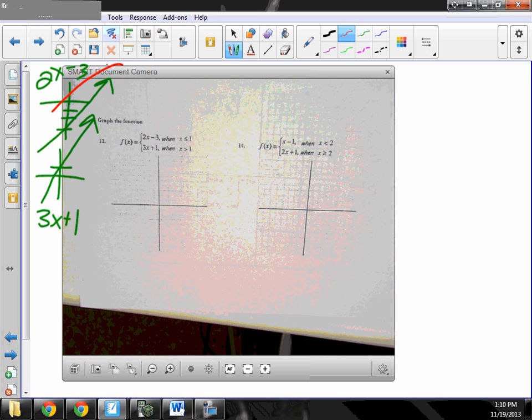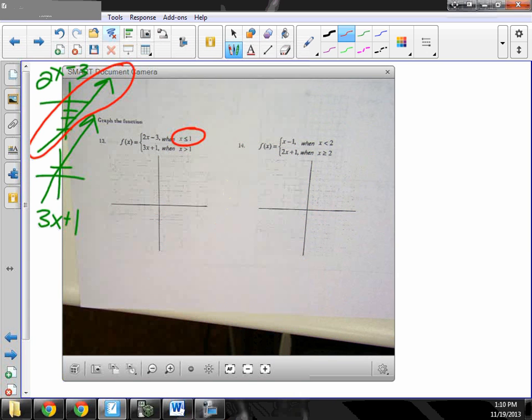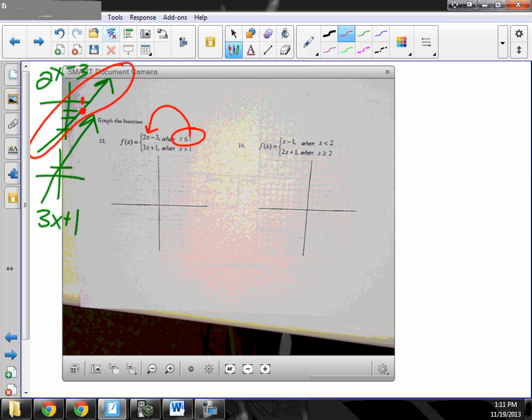So how much of that top graph are we going to include? So of all of this line, how much of it do we actually use? So we use everything smaller than 1. So every x value from negative infinity up to 1. Well, what I need to know is, what is the point at which it stops? So here's my x equals 1. What is that point there? Well, it's really easy to find. Just plug this in. What is 2 times 1 minus 3? Negative 1. So these graphs aren't very good, but 1 comma negative 1.